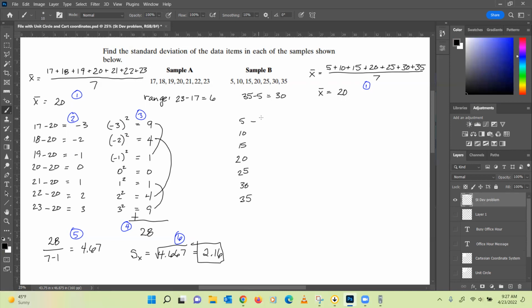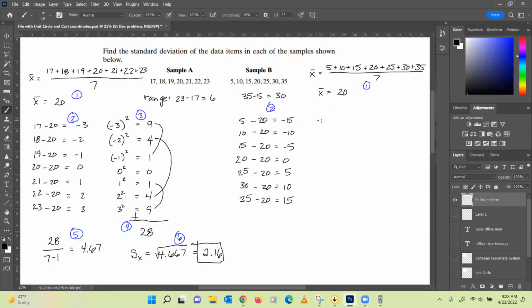We'll subtract 20 from each one. 5 minus 20 is negative 15. 10 minus 20 is negative 10. 15 minus 20 is negative 5. And so on. And once again, we find that if we were to sum these deviations, we would get 0. So that was step 2.